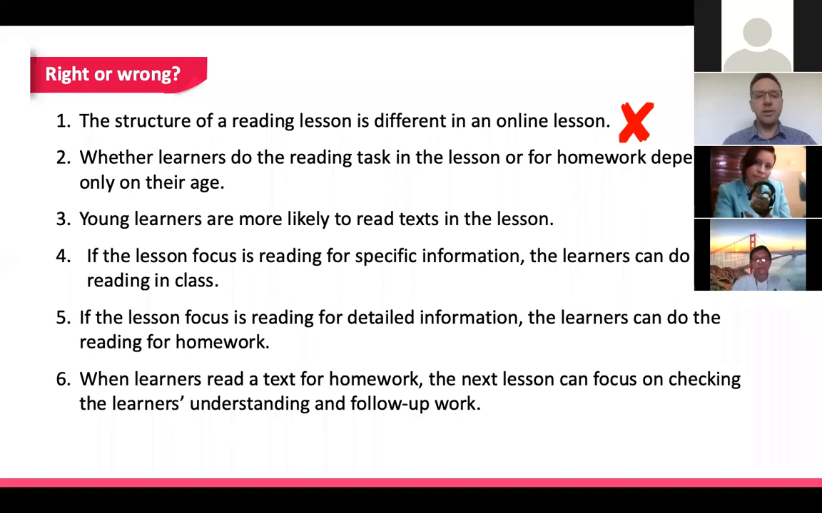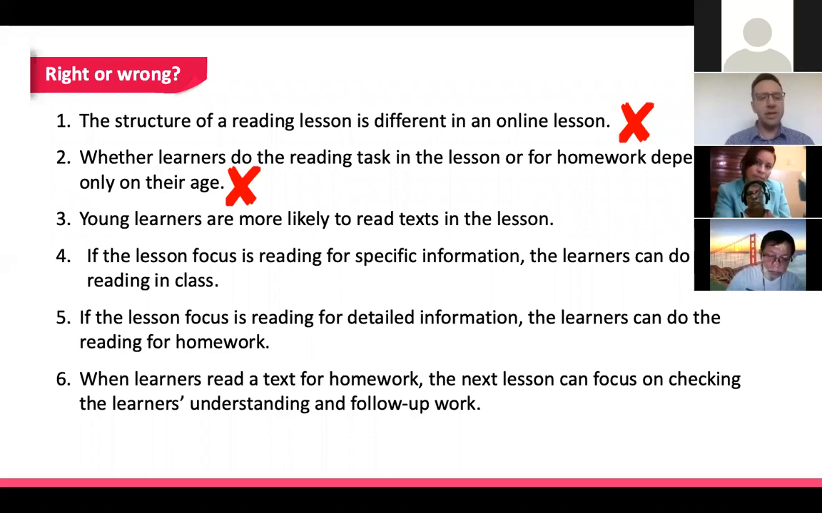It says whether learners do the reading task in the lesson or for homework depends only on their age. And the answer for this is wrong, okay? It doesn't only necessarily depend on age, okay? It might depend on the focus of the lesson, whether in this case, we are talking about reading. So it has to do with age, but it also has to do with the focus of instruction, okay?